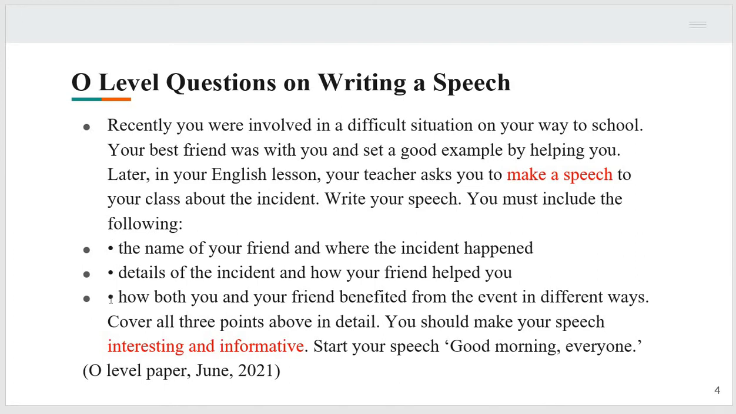So, these 3 points are very important, and you must cover these 3 points in 3 paragraphs because they carry half marks.